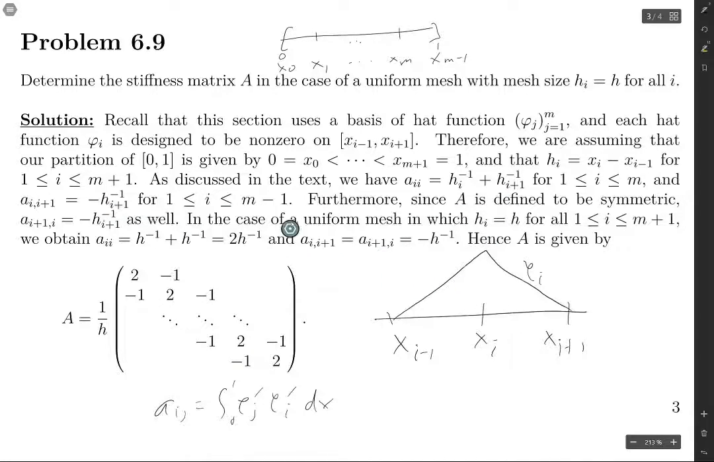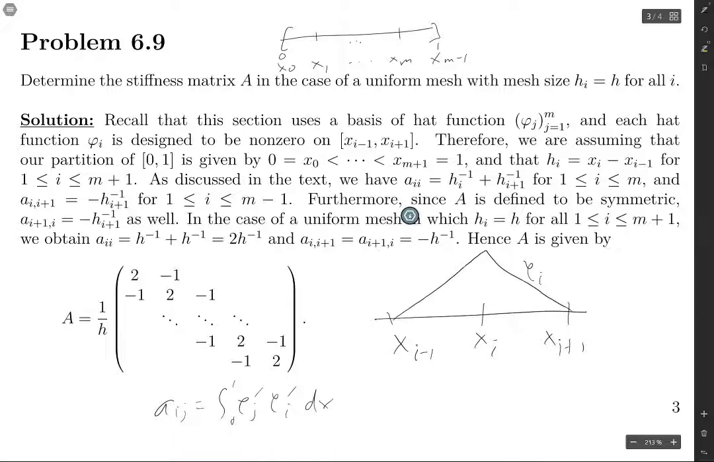Anyways, we've got these formulas. If you compute this directly, you could just look at the hat functions and their slopes and plug them into the integral. You'll get A_ii is h_i inverse plus h_{i+1} inverse, and then A_{i,i+1}. For example, if i is 1, then you have entry 1,2. This value here would be just negative 1 over h_{i+1}, so negative 1 over h2.